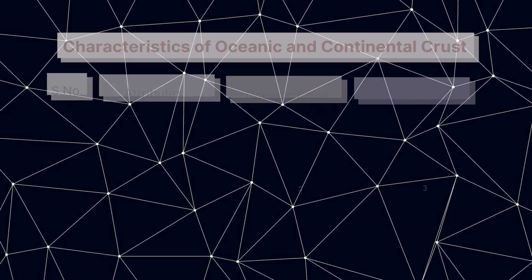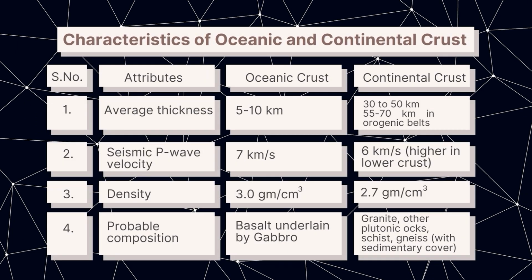6378 kilometers. Now with this, the characteristics of oceanic and continental crust are also different. The average thickness of the oceanic crust is 5 to 10 kilometers, whereas continental crust is 30 to 50 kilometers. Seismic P wave velocity is 7 km per second in oceanic crust, whereas in continental crust the velocity is slightly lower, which is 6 km per second. Now density is again different.